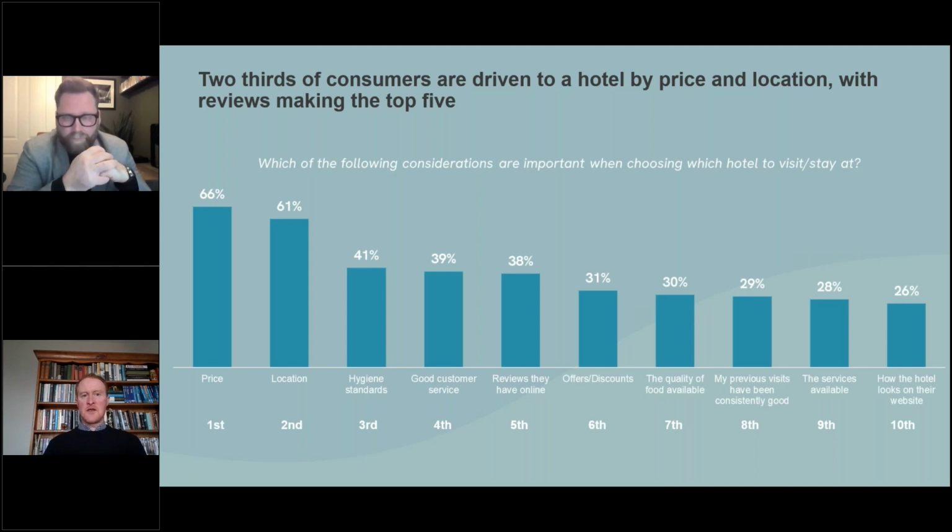here, 2/3 of consumers are driven by price and location. So price being the number one, 66% of consumers saying that's a consideration that's important when choosing which hotel to stay at. Location at number 2 at 61%. You can see the stats drop off a little bit, but there are a load of other reasons why people want to stay at hotels. Hygiene standards, really important. Good customer service.